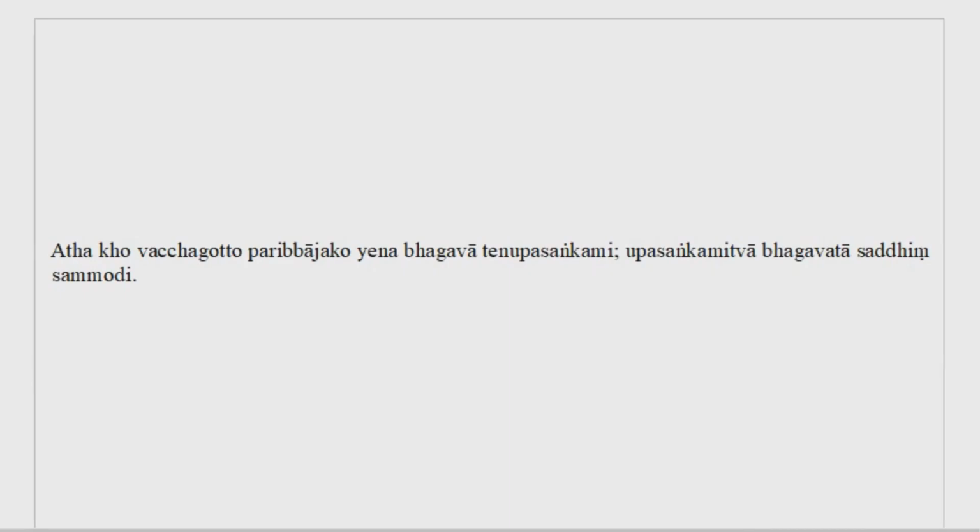Rūpaaññāṇasuttaṃ, the second sentence. Attako vachagoto paribhajako, yena bhagava tenupasankami, upasankamitva bhagavata sadhing samodhi. Then the wanderer Vachagota approached the Blessed One. After he approached him, he exchanged greetings with the Blessed One. Attako, usually taken together just to mean then.